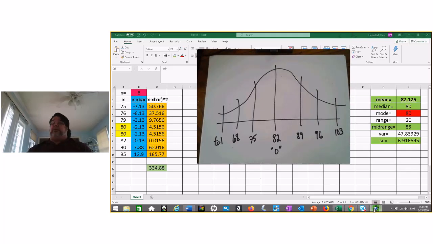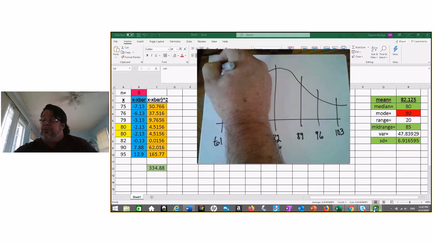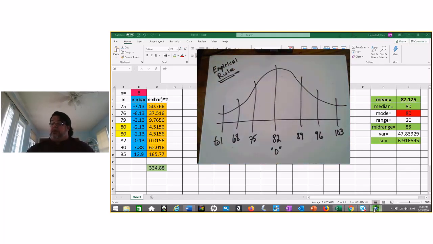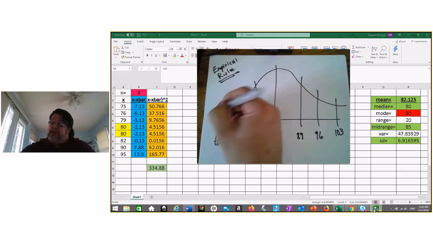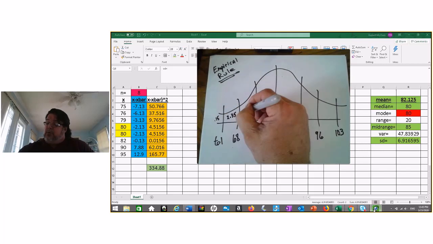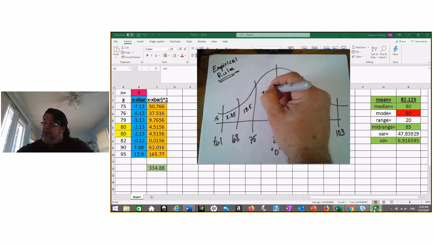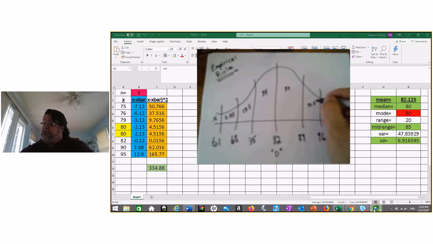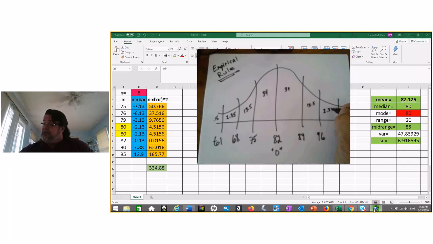Now, we're going to go ahead and talk about the empirical rule here because everybody should know it. The empirical rule, and I don't know if it's in your book or not. Very important. And here it is. 0.15%, 2.35%, 13.5%, 34%, 34%, 13.5%, 2.35%, and 0.15%. That's the empirical rule.